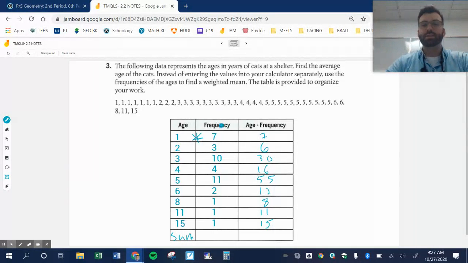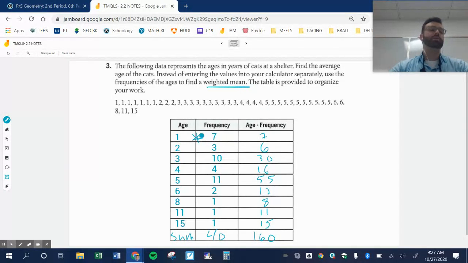So I'm going to find the sum of my frequency. Go ahead and pause that and go for it. All right, so I got 40 and 160. Okay, so what we want to do now is to find our weighted mean. We do this literally.